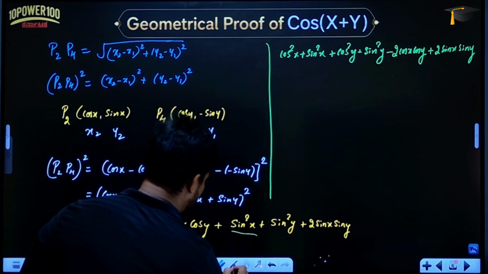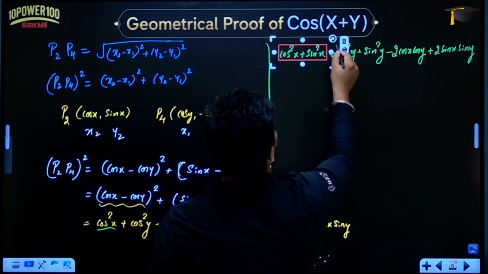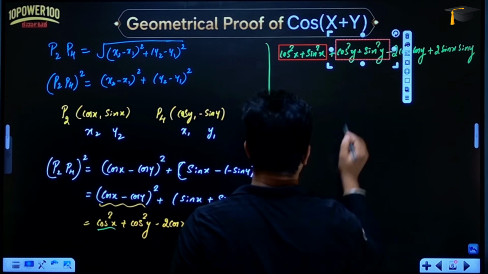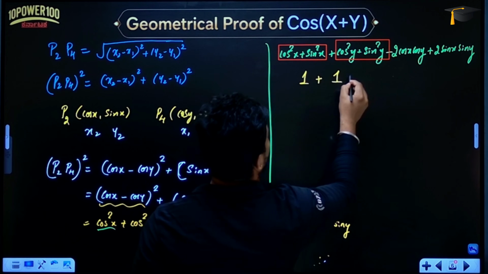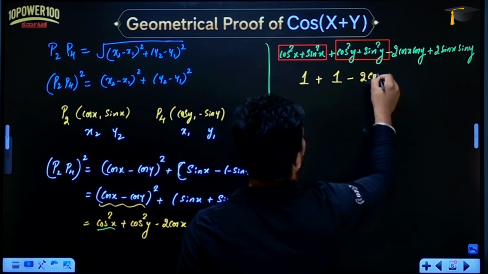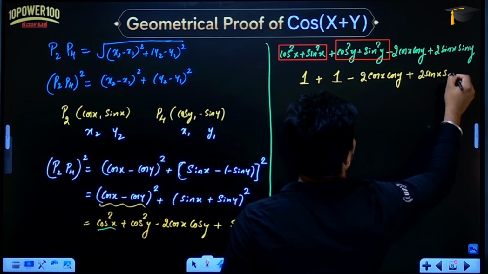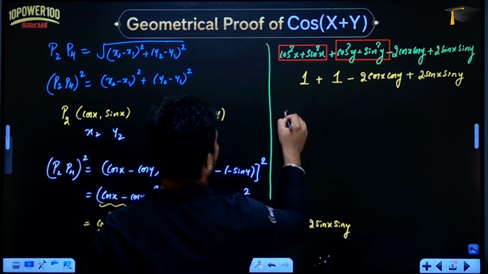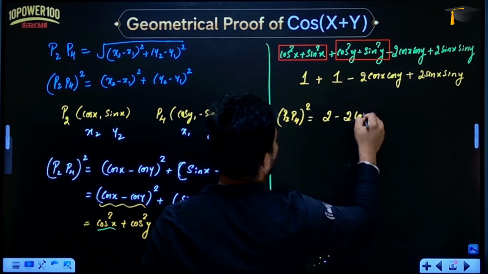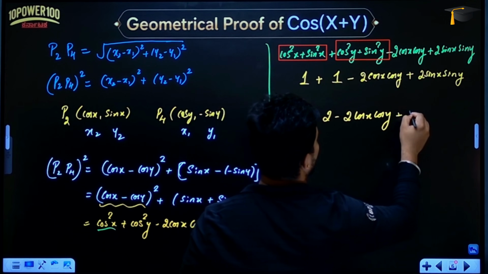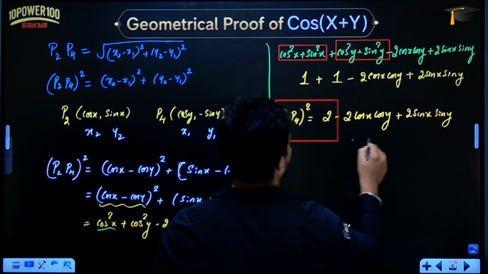Okay, so now I can easily say here, children, this is nothing but 1 and this is nothing but 1, because of the identity. We know the identity. So this becomes 1 plus 1 minus 2 cos x cos y plus 2 sin x sin y. So what do we get? P2P4 the whole square is equal to 2 minus 2 cos x cos y plus 2 sin x sin y. So this is one part of the derivation.